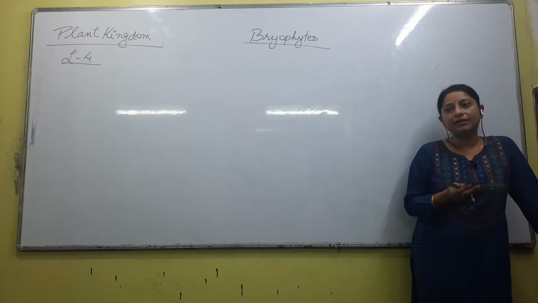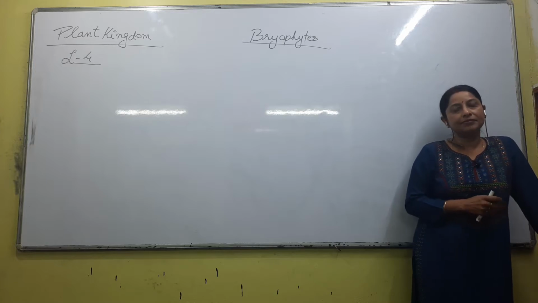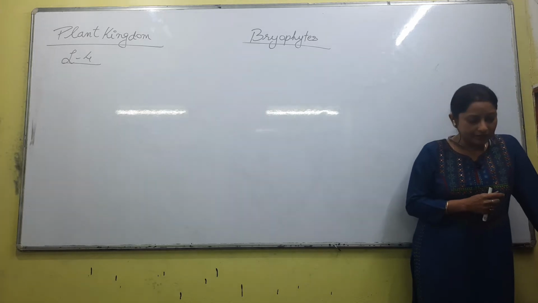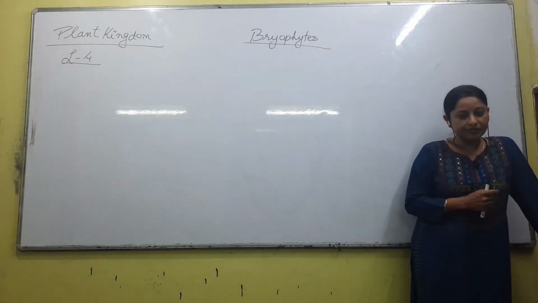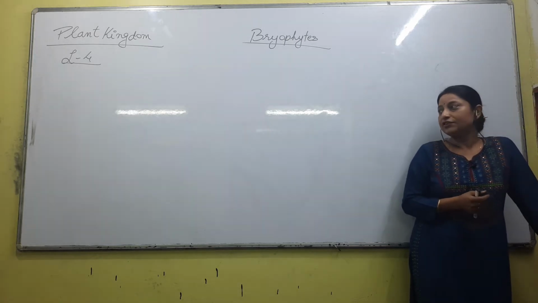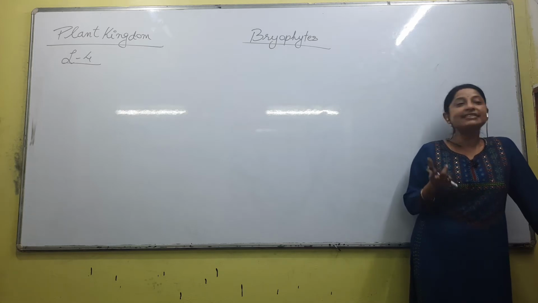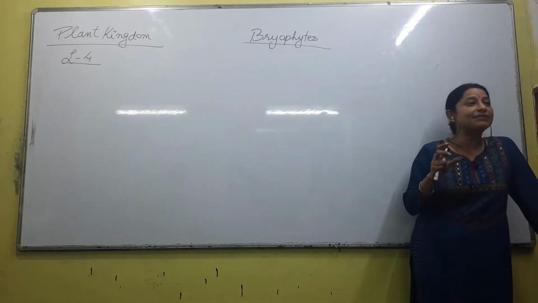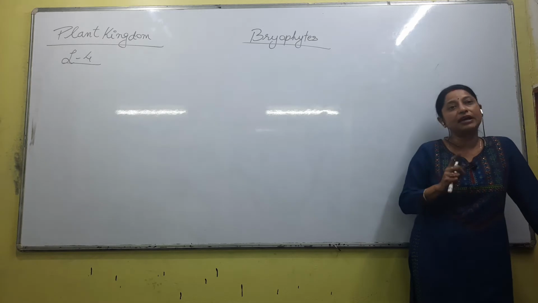Okay, embryo develops into what? Embryo develops into a baby plant, right? Where will you find the embryo? Obviously inside a seed, right? Generally if you are talking in terms of Angiosperms, we see seed formation. Inside the seed is the embryo, and from the embryo the baby plant will develop.